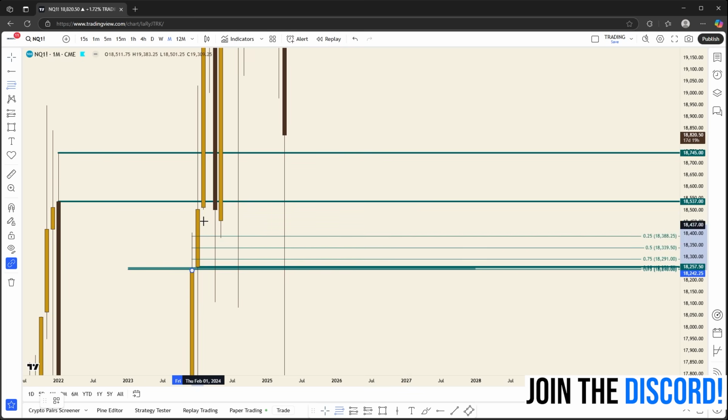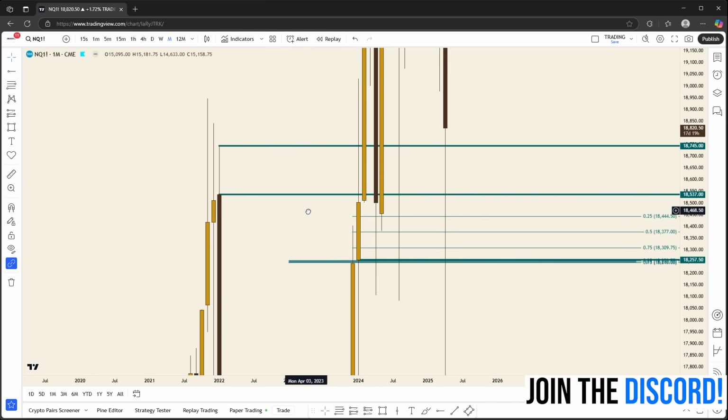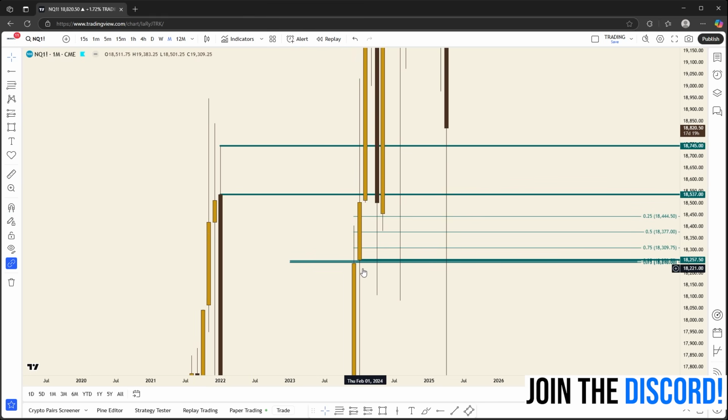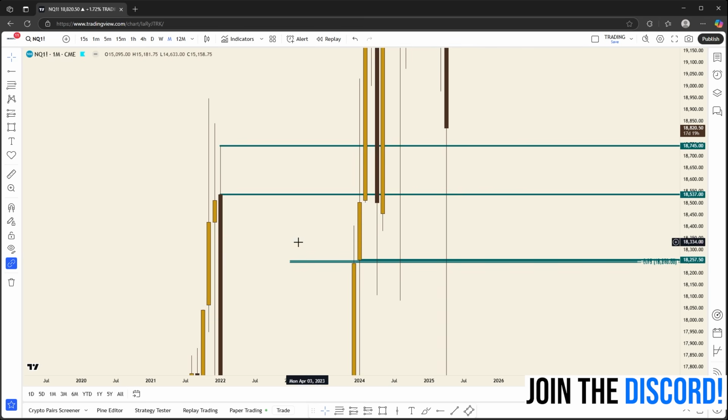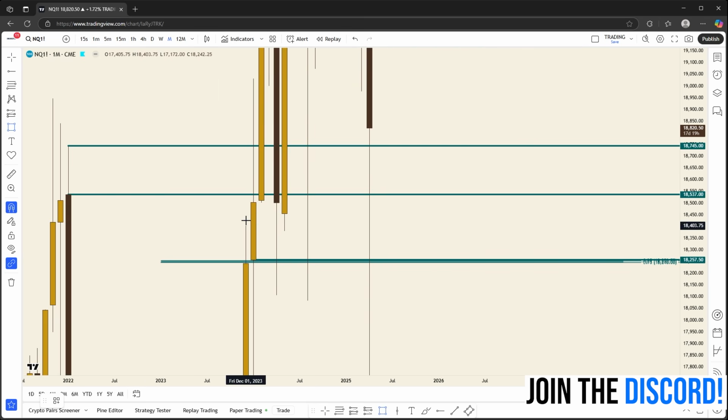So generally, if we were going to mark this fair value gap, we would look to see if we could include the volume imbalances. Notice how the wick goes past the midpoint. That means we can never include the volume imbalances in this monthly fair value gap. So that means the only level that we have here is this.